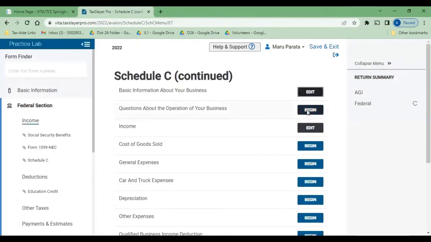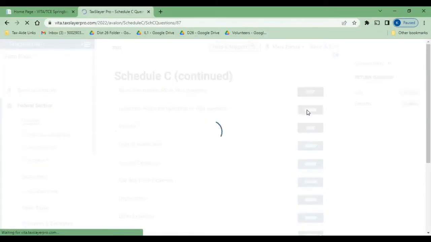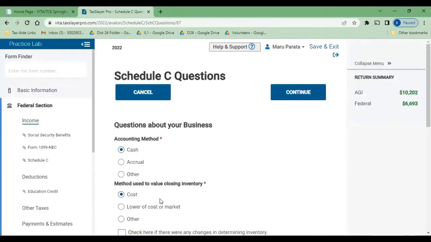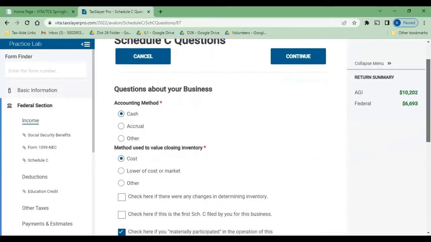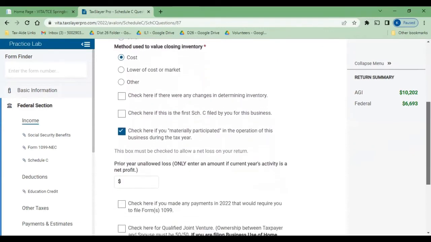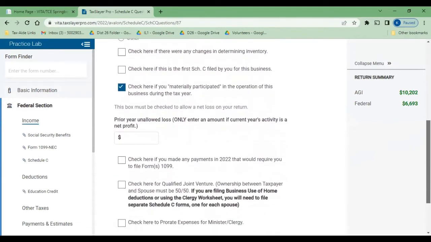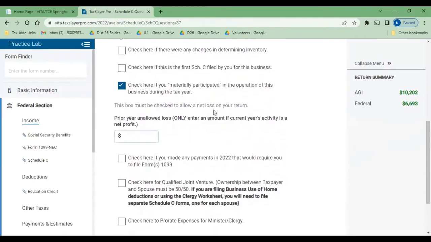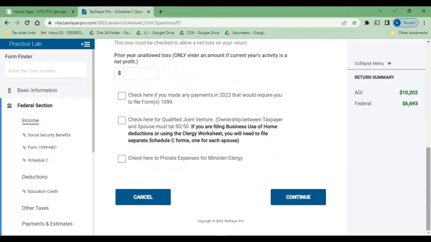Next, I'm going to go to questions about the business. The defaults are cash accounting and cost inventory. We're going to leave those as is. Remember, we can only do in-scope returns, which will all be cash accounting method. We'll look at these questions. Generally, our taxpayers will all be participating in the business, which is the default. In-scope returns will be blank for prior year losses and for having issued any 1099s.